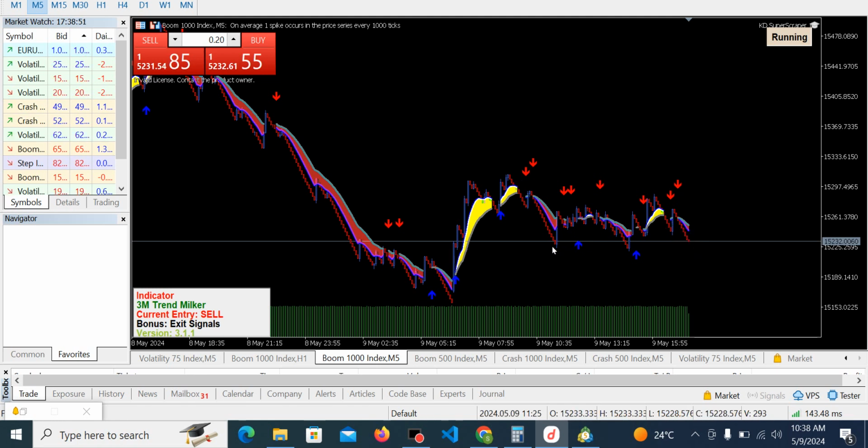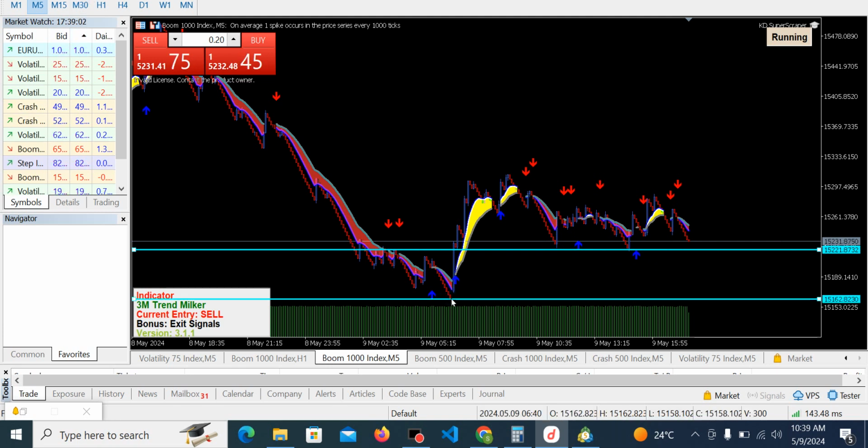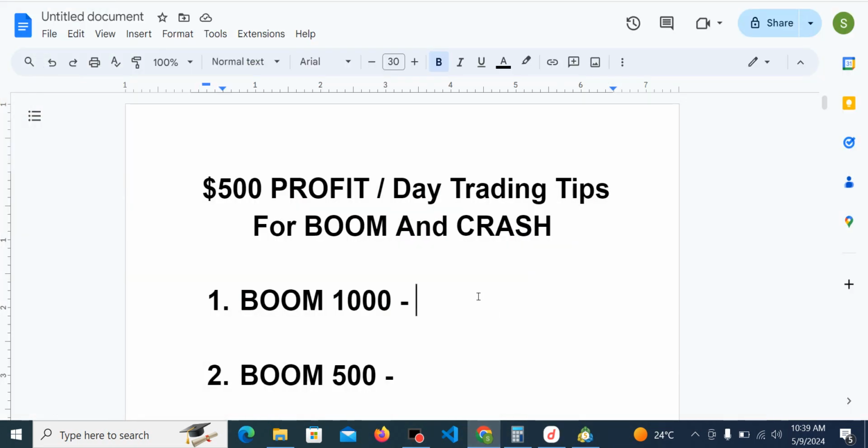So this is trying to break out below this support zone. Once it breaks out below it, then definitely it's going to be selling for long and may likely retarget this particular support zone again. So this is selling at the moment, but wait for it till it breaks out below the support zone which I highlighted earlier. The next asset is going to be boom 500. Let's check it out right away.